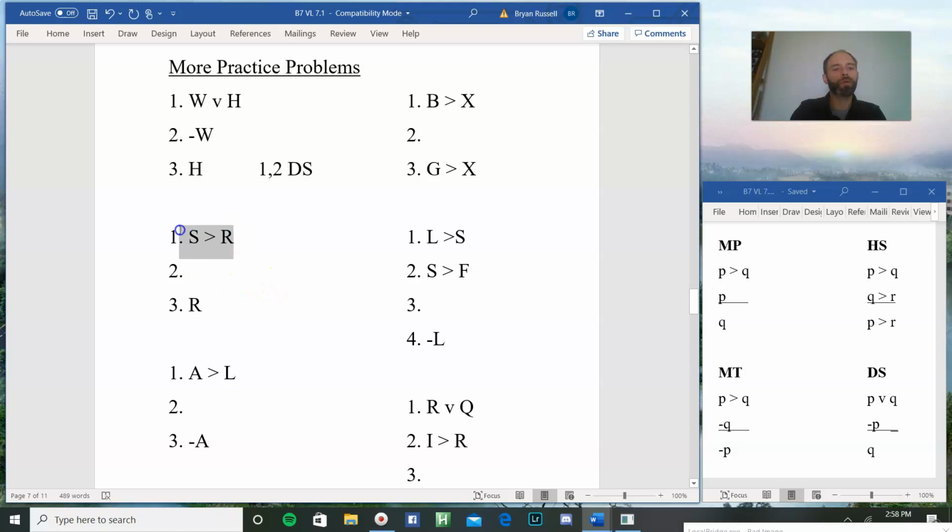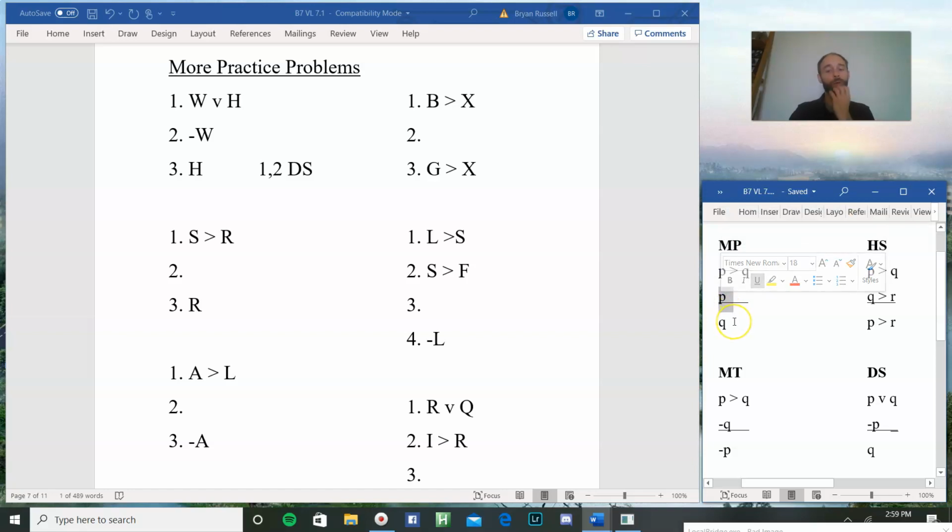So here we're given a horseshoe, S horseshoe R, and what we ended up with was the consequent. So now we need to ask ourselves, what rule, if given a horseshoe, allows us to know that the consequent is true? And what would we need on line 2 to get that consequent? Well, we look at our rules, and what we'd end up seeing is that MP is the rule that we're looking for. So MP tells us if we're given a horseshoe, and if on another line we're given what comes before the horseshoe, then we can get what comes after the horseshoe.